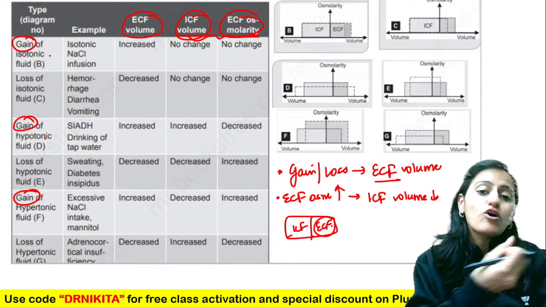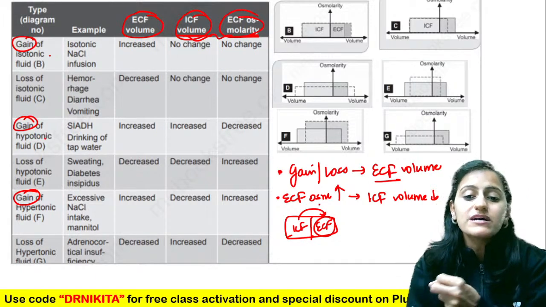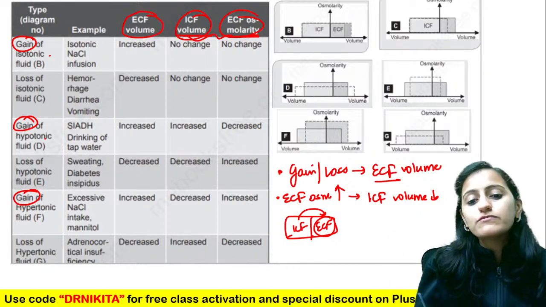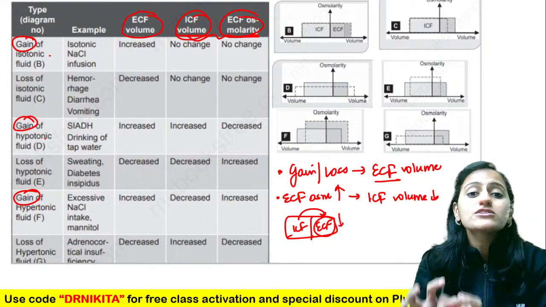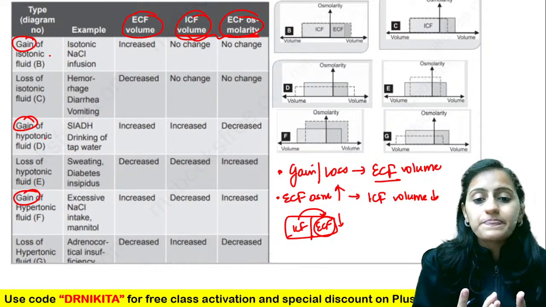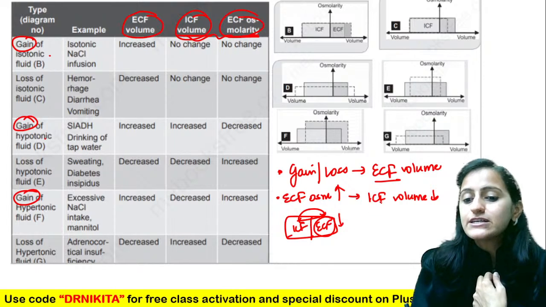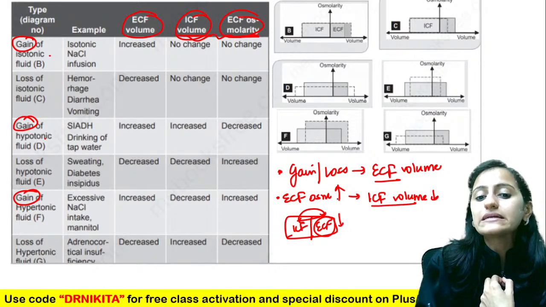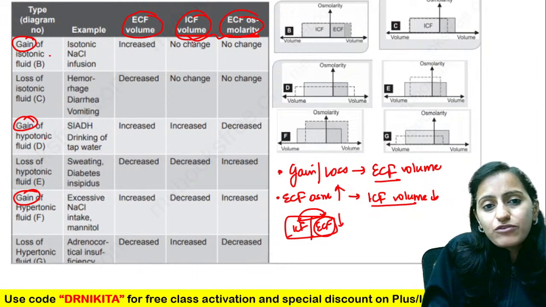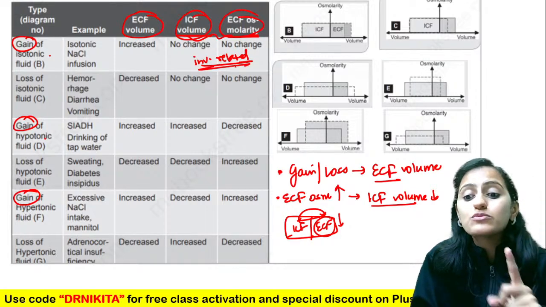If the ECF osmolarity is increasing, that means it will pull the water from the ICF, so the ICF volume will decrease. If the ECF osmolarity is decreasing, osmolarity is basically your water holding. So water holding is decreasing, so the fluid will go to the ICF, so the ICF volume will increase. So remember that ECF osmolarity and the ICF volume are inversely related.